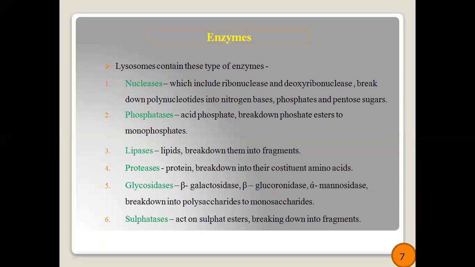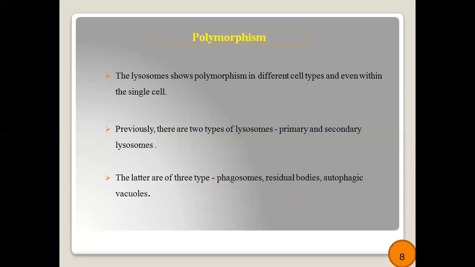Then the glycosidases, such as beta galactosidase, beta glucuronidase, and alpha mannosidases, break down polysaccharides into monosaccharides. And the sulfatase also present inside the lysosome acts on sulfate esters, breaking them down into fragments.